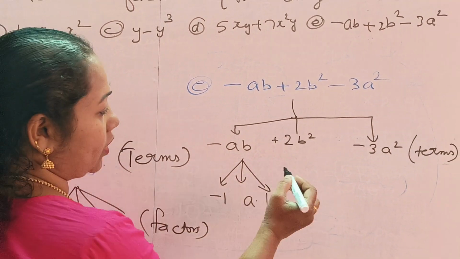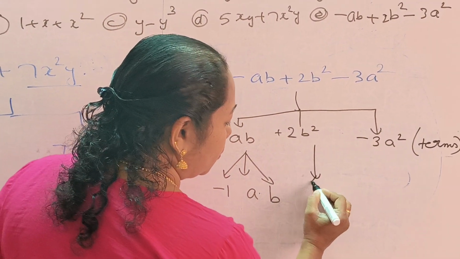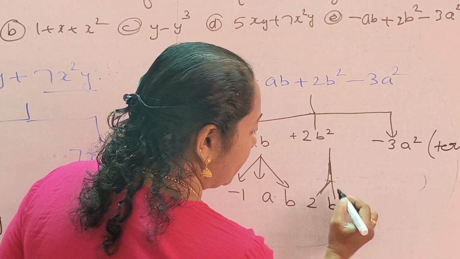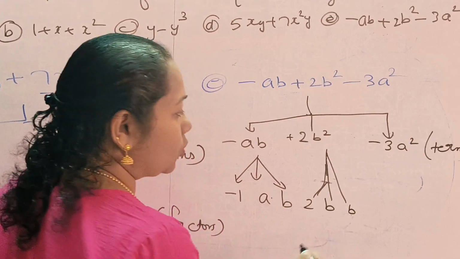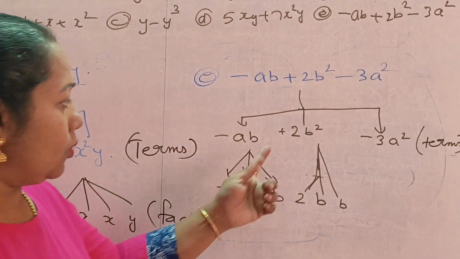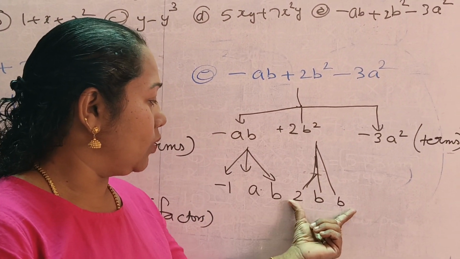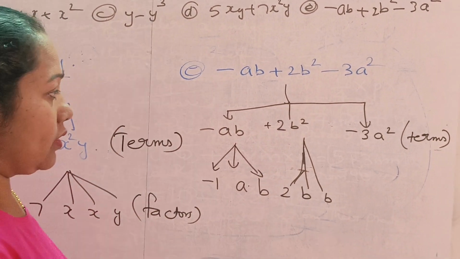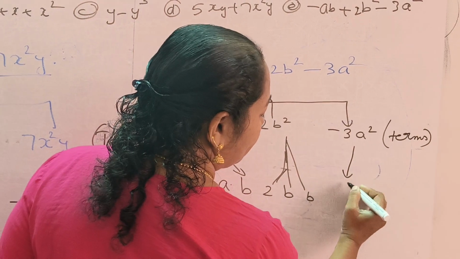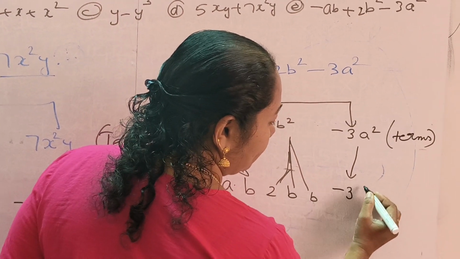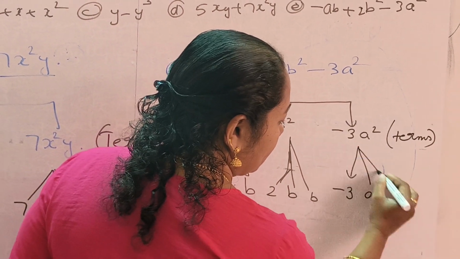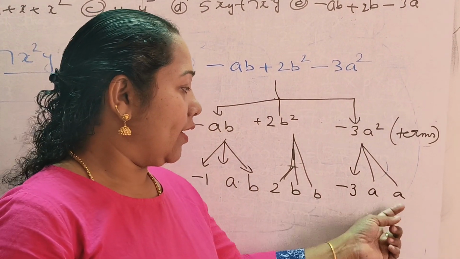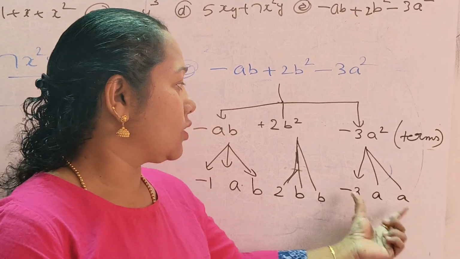In this one, 2, then b and b. 2b and b. 2b into b, 2b squared. So 2 comma b are the factors of 2b squared. And in this question, minus 3a and a. Minus 3 comma a comma a. These are the factors of this term.